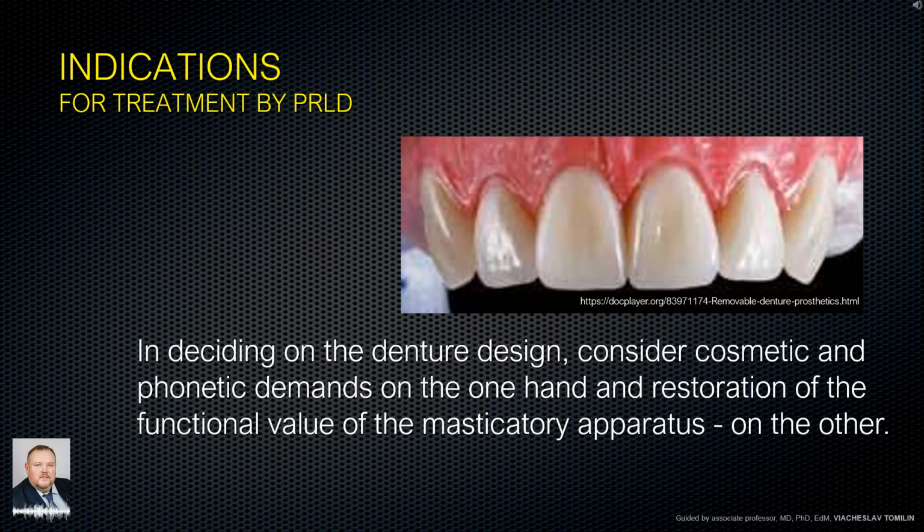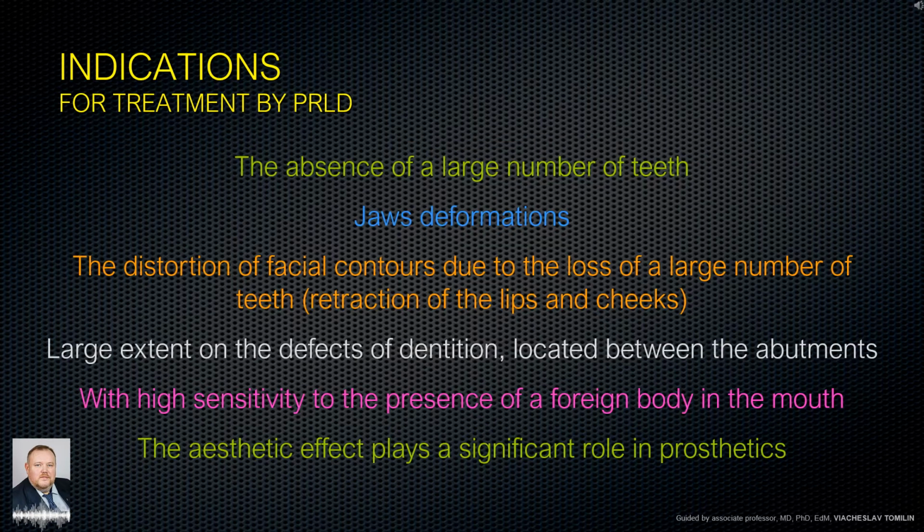In deciding on the denture design, consider cosmetic and phonetic demands on the one hand and restoration of the functional value of the masticatory apparatus on the other. The absence of a large number of teeth: excessive load on the abutment teeth makes questionable the functional value of fixed prostheses. Jaw deformations: the distortion of facial contours due to the loss of a large number of teeth, retraction of the lips and cheeks, is an indication for treatment by PRLD. With a removable denture, you can eliminate these defects.